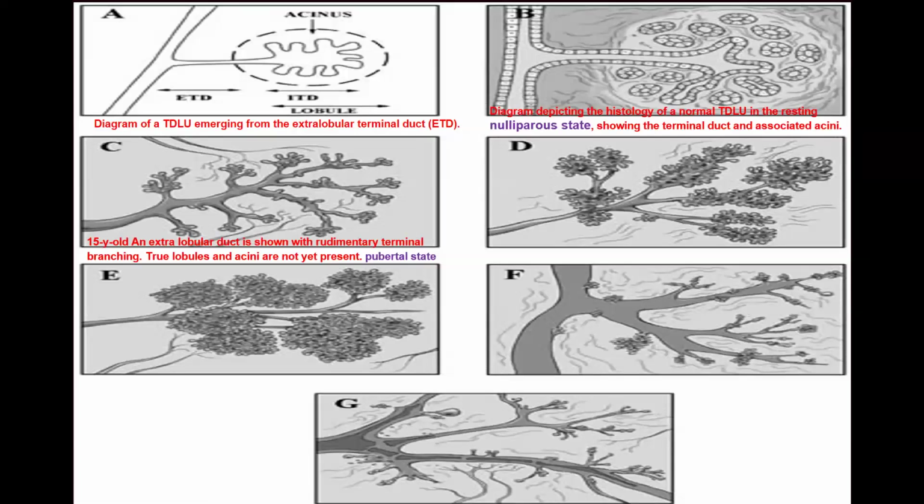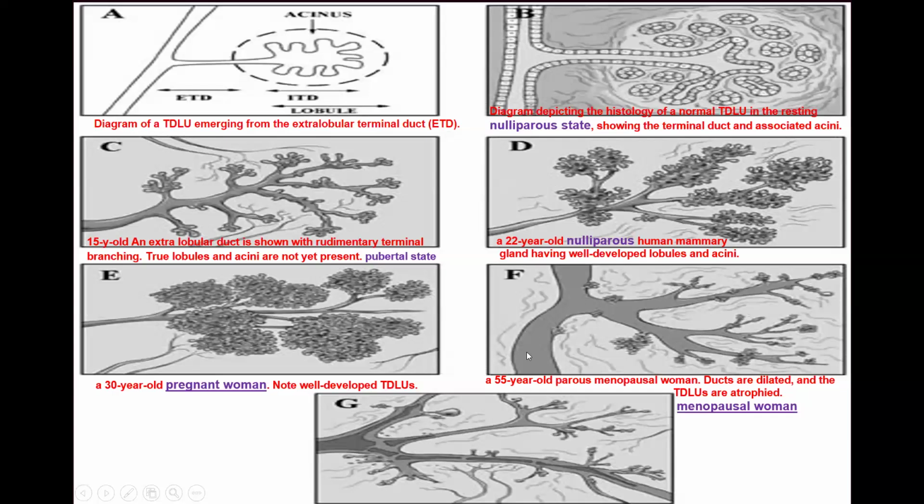Okay, these illustrations show the terminal duct lobular unit in a nulliparous state. And here, this is the 20-year-old nulliparous human mammary gland having well-developed lobules and acini. You see, this is the adult form of the mammary gland. And here you can see these clusters, a large amount of lobules in a pregnant lady. And when you look here, you can see this dilated ductal system with atrophic lobules in a 55-year-old menopausal woman. When reaching 80 years old, the ducts along with the lobules get atrophic in a post-menopausal state.